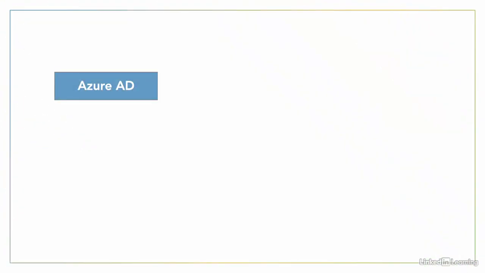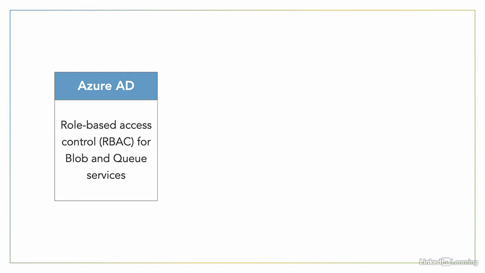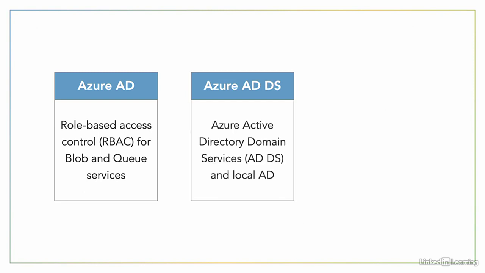Azure Storage provides integration with Azure Active Directory for identity-based authorization of requests to the blob and queue services. With Azure AD, you can use role-based access control to grant access to blob and queue resources to users, groups, or applications. Azure Files supports identity-based authorization over Server Message Block (SMB) through Azure Active Directory Domain Services and traditional Active Directory.